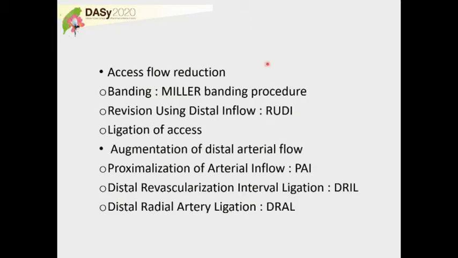The first strategy was access flow reduction. We have three options: banding procedure, revision using distal inflow or RUDI procedure, and ligation of the access as the last option. Another strategy was augmentation of distal arterial flow. We have three options: proximalization of arterial inflow, distal revascularization interval ligation or DRIL procedure, and the last option was distal radial artery ligation.